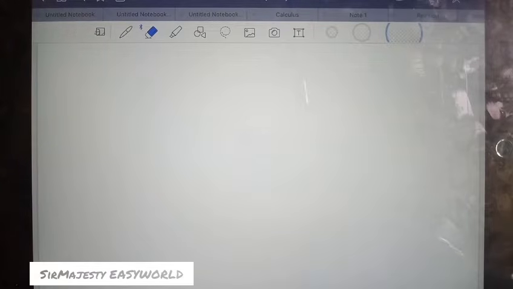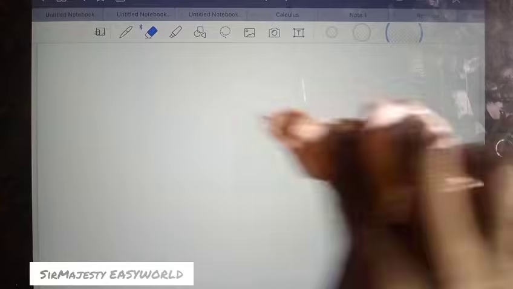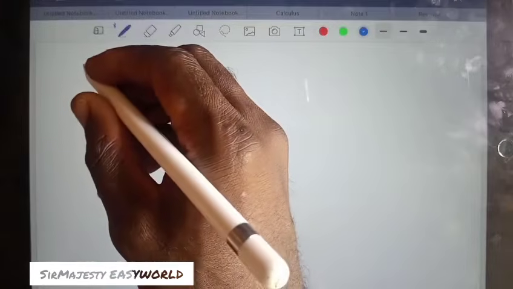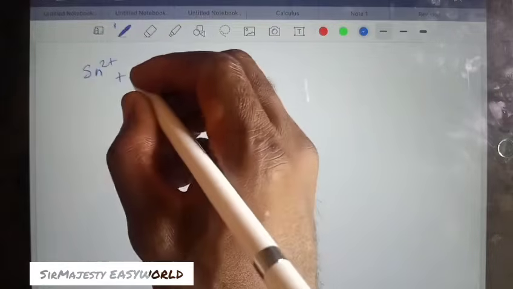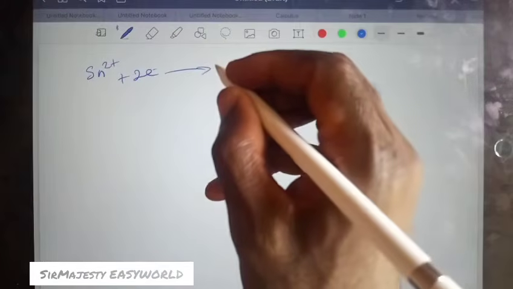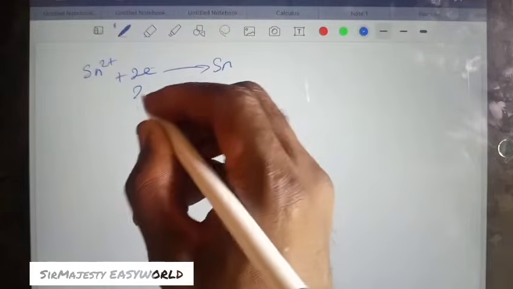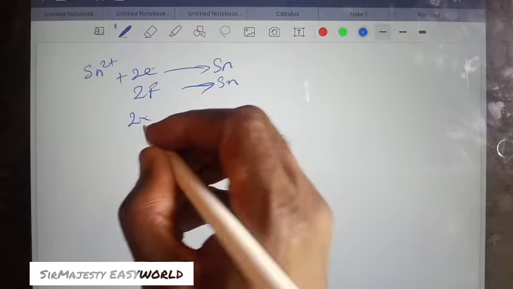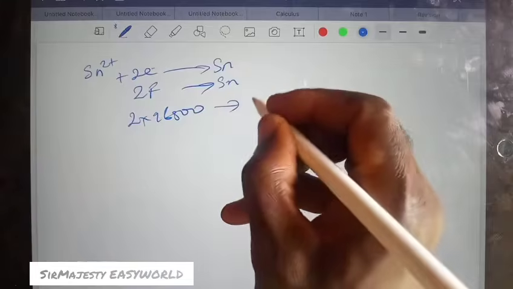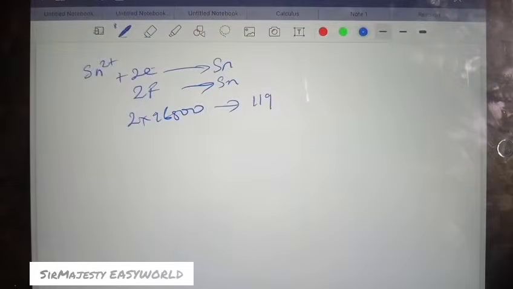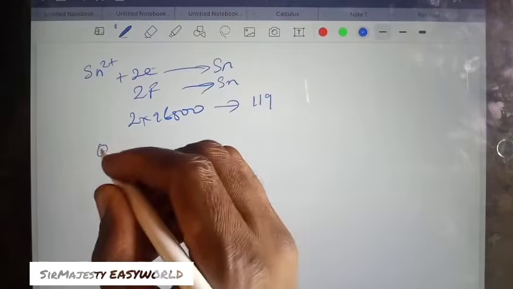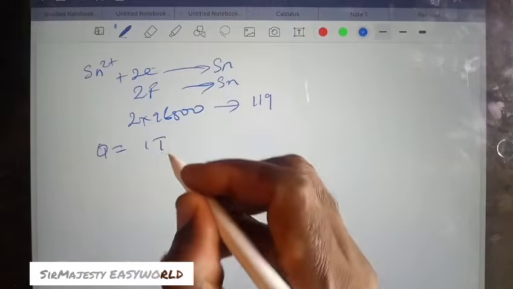1.5 amperes in 2 hours. So these are the figures we will work with. Okay, so the ion there is tin 2. The half cell equation, or redox equation, should be Sn2+ + 2e- → Sn, which means 2 Faraday is required to liberate 1 mole of Sn, and that is 2 times 96,500 will liberate 119 grams, because the molar mass of tin is 119 grams. Therefore you keep it and go for the quantity provided, which is Q equals IT.